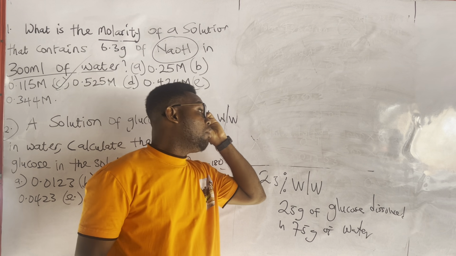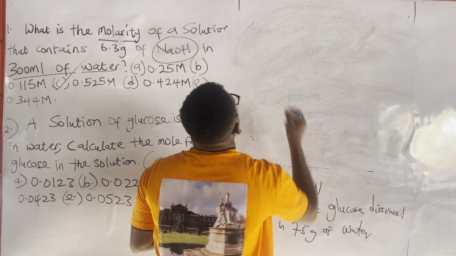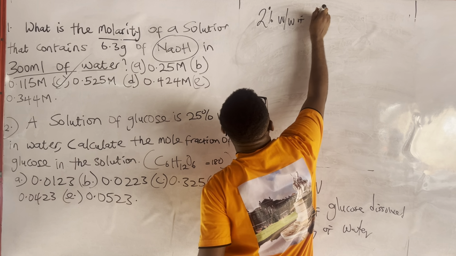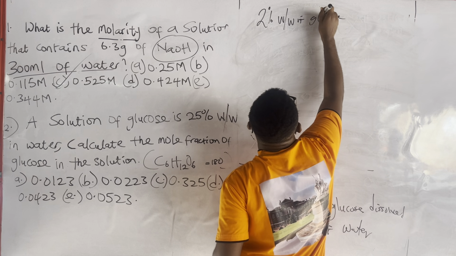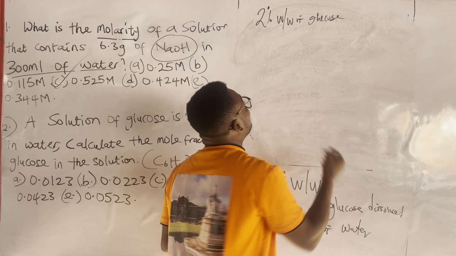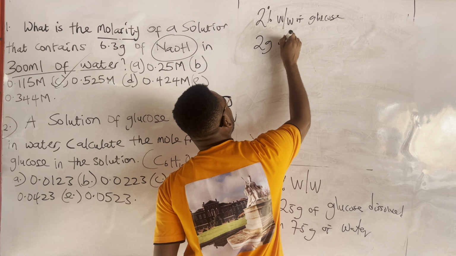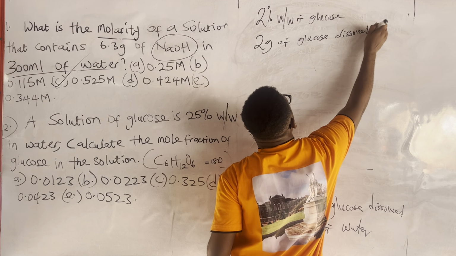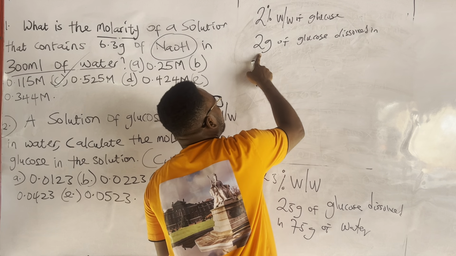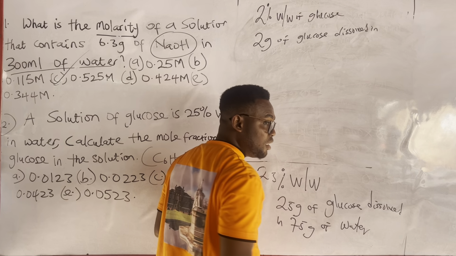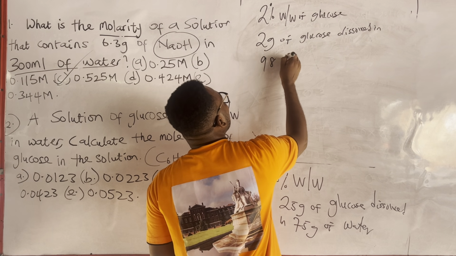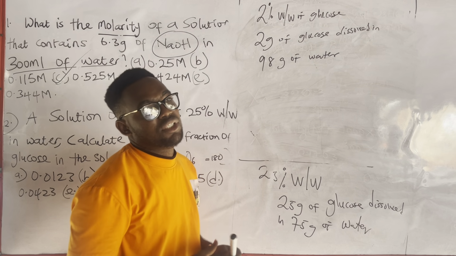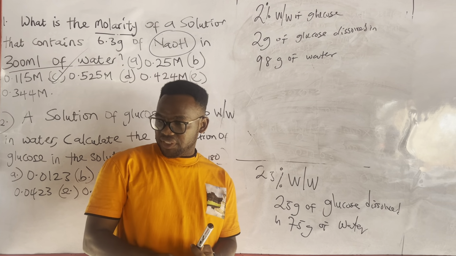All right. Now, what if the question says 2% weight by weight of glucose? What this would have been is 2 grams of glucose dissolved in what? Subtract this 2 from 100. You have 98 grams of water. So this question needs interpretation before we go ahead to solve it.